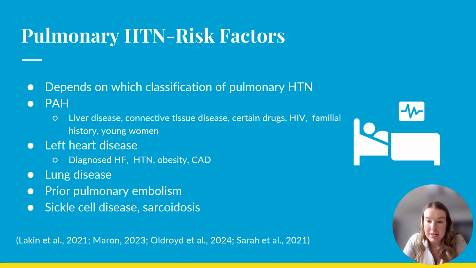Patients with left-sided heart disease are at risk of that second classification of pulmonary hypertension. Patients with lung disease or having an episode of hypoxia are going to be at risk for the third classification of pulmonary hypertension. A patient that has a prior embolism in their lungs is going to be automatically at risk for the fourth classification of pulmonary hypertension. And then some other examples for that last classification of pulmonary hypertension: sickle cell disease is a risk factor, and then sarcoidosis.